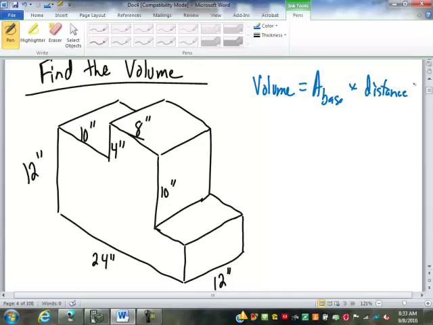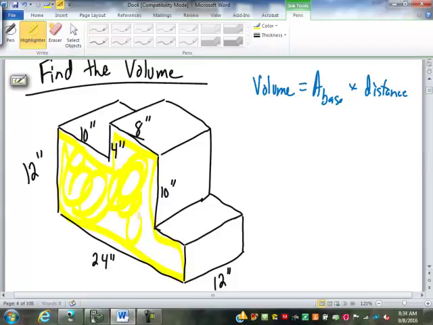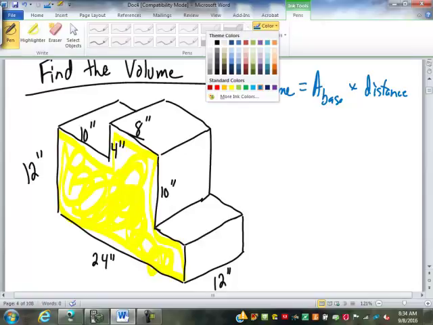This, of course, is not a box, so we first have to figure out what the base is. Remember, we said the base is that shape that goes throughout the object. And in this case, that is this shape here. No matter where I slice that object, that's what shape the end is going to be. So we've got to find its area.